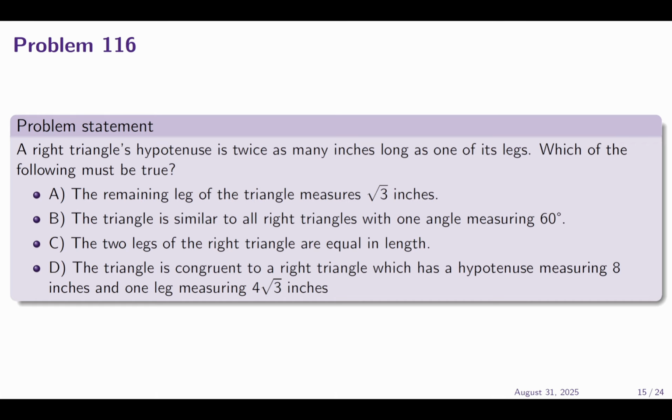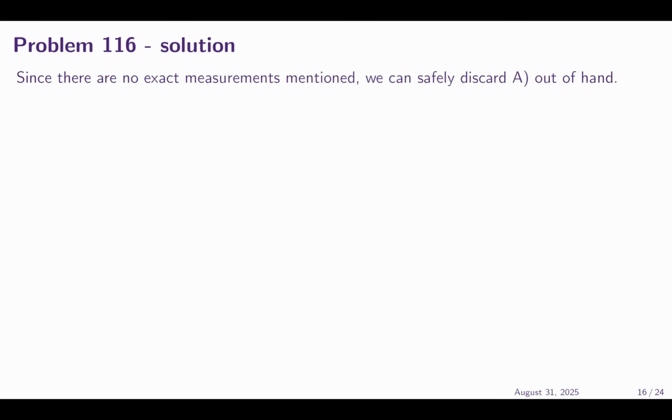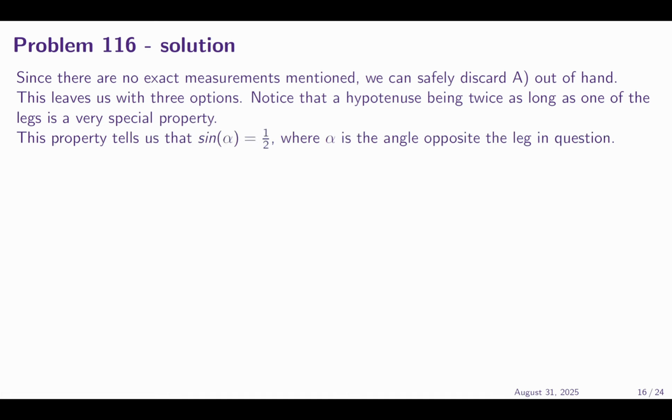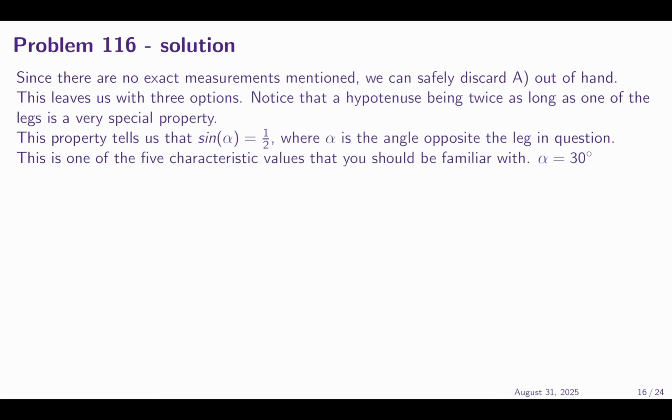First thing that we can do is we can discard A since there are no exact measurements mentioned. This leaves us with 3 options. However, notice that a hypotenuse being twice as long as one of the legs is a very special property. This property tells us that sine of alpha is equal to 1/2, where alpha is the angle opposite the leg in question. This is one of the 5 characteristic values of sine that you should be familiar with.